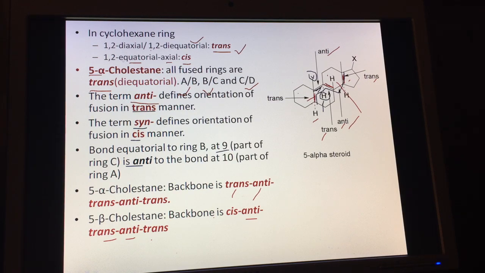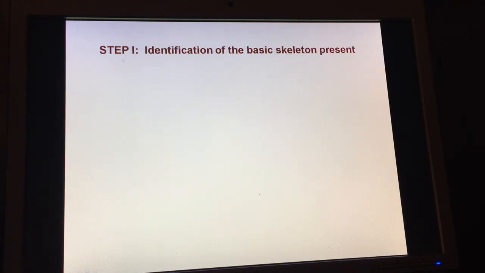Now we proceed with the nomenclature of steroids. The first step in the nomenclature of steroids is the identification of the basic skeleton present. We have seen that the basic skeleton in all steroids is cyclopentenoperhydrophenanthrene or sterane. However, by convention we have defined different names depending upon the number of carbon atoms present in the ring system of the steroid.